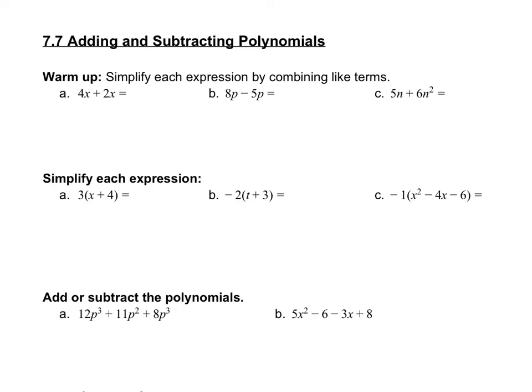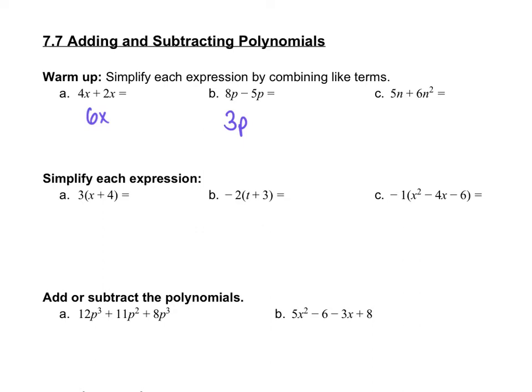Alright, so a warm-up. Simplify each expression by combining like terms. Now remember, to be a like term, they need to have the same variable and the same exponent. So 4x plus 2x is just 6x. 8p minus 5p, same variable, same exponent of 1. So think of it like 8 apples minus 5 apples, you get 3 apples. So 8p minus 5p is 3p.